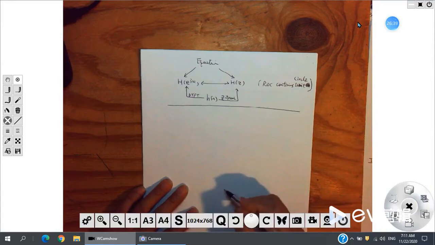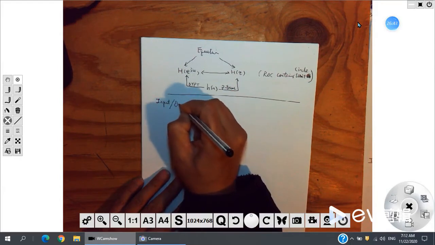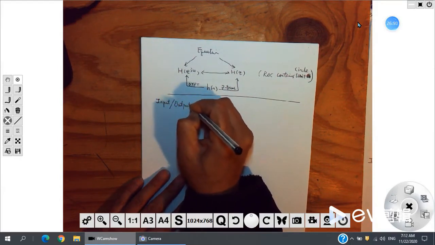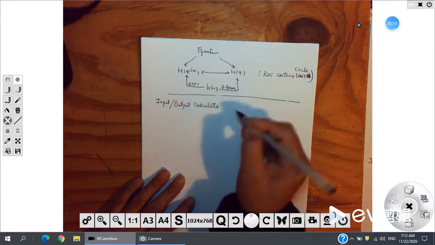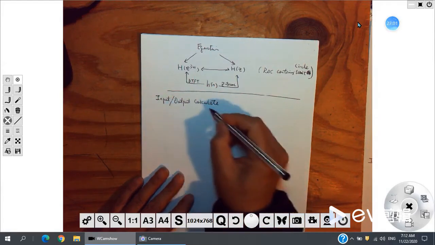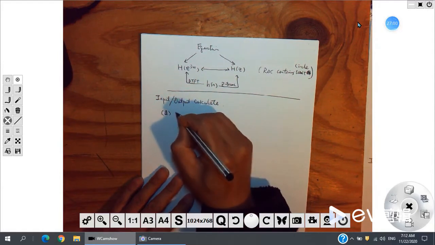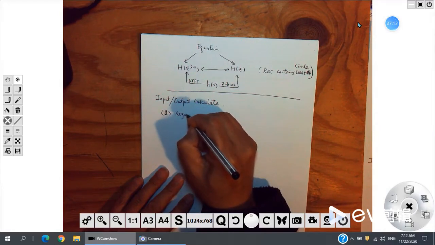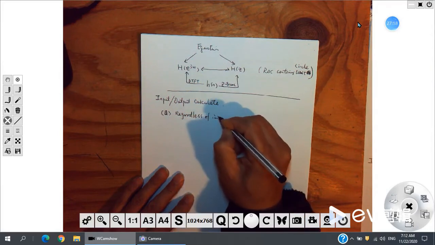This is for how to describe a system. Then the input output calculation. Now you want to find the output from the input, right? Then we have 2 cases actually. So the first one, we say A, regardless of initial condition.